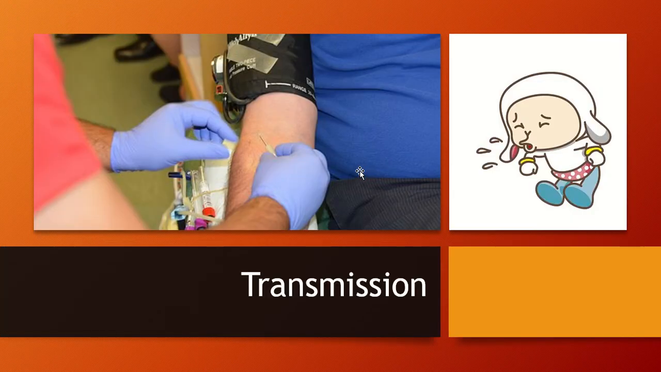Now the transmission side. So it's airborne. The coronavirus is airborne, and spread by exchange of bodily fluids. It's very similar to influenza. So if you do catch the influenza and you cough or sneeze on somebody, they can also get it, and also through exchange of bodily fluids. So blood transfer.